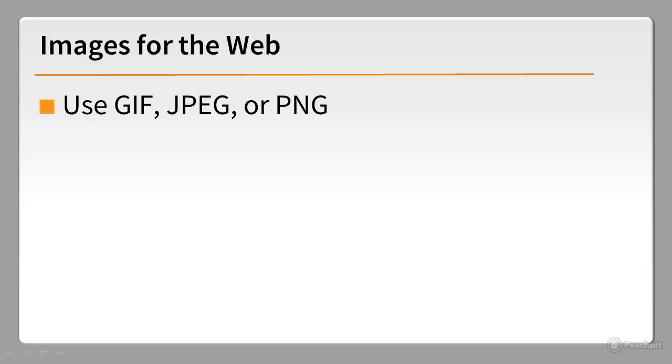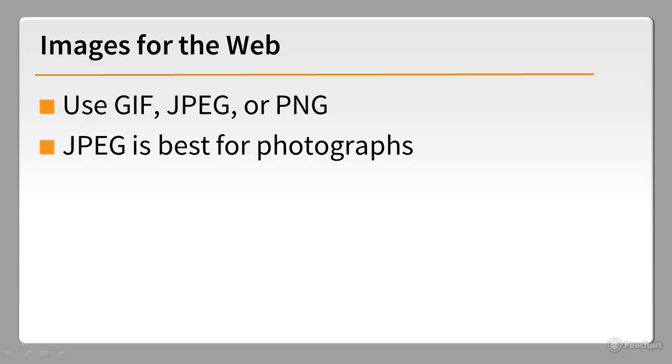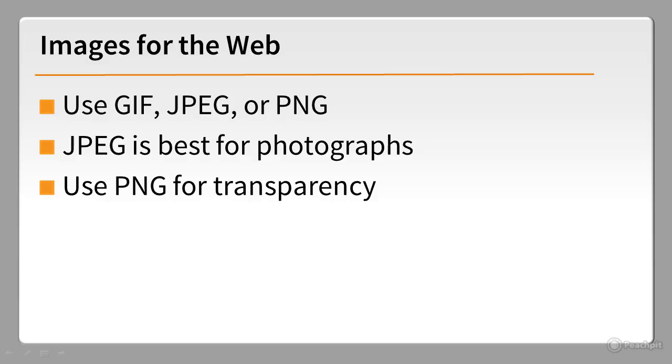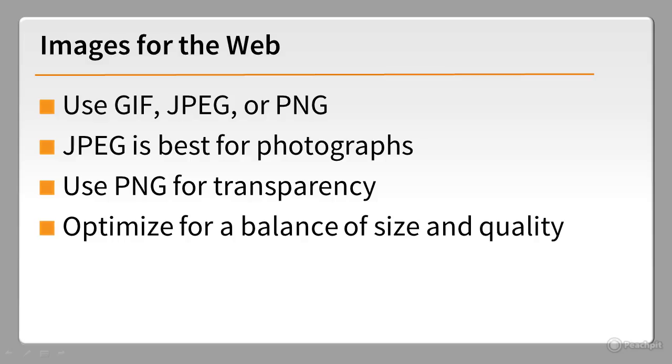So, to summarize, until SVG and WEPI are more widely supported, stick to GIF, JPEG and PNG. JPEG is best for photographs. Use PNG for transparency. And always optimize your images to achieve the best balance between quality and file size.